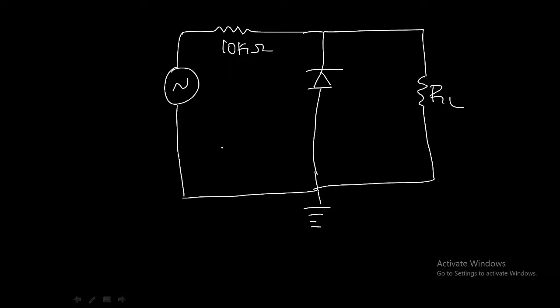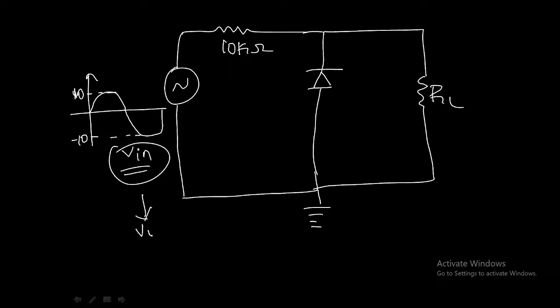Okay, and this is our input. 10 volts, minus 10 volts. Peak to peak voltage is 10 volts. This is our input. Then find what is the output Vout. How will Vout look?